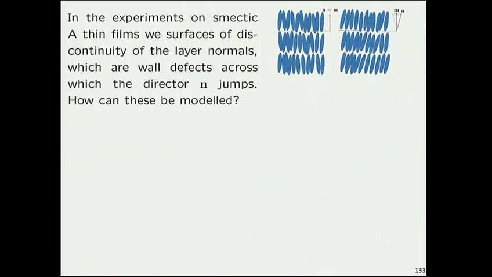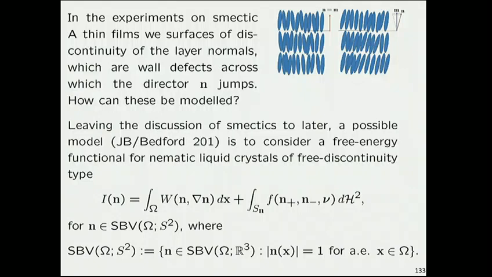Let's leave the discussion of smectics to a bit later, but a possible model, which was proposed by my student Stephen Bedford in 2015, is to consider a free energy functional like this, which I mentioned earlier in the course. You take the usual Oseen-Frank energy, but now you let n be in SBV. I'll remind you in the next slide about SBV, but anyway, n is allowed to jump in SBV, and this is the set on which it jumps.